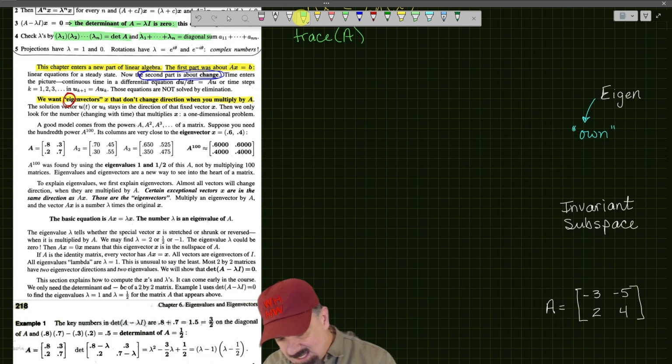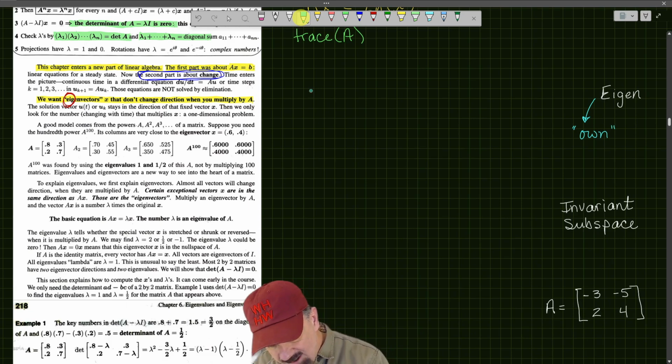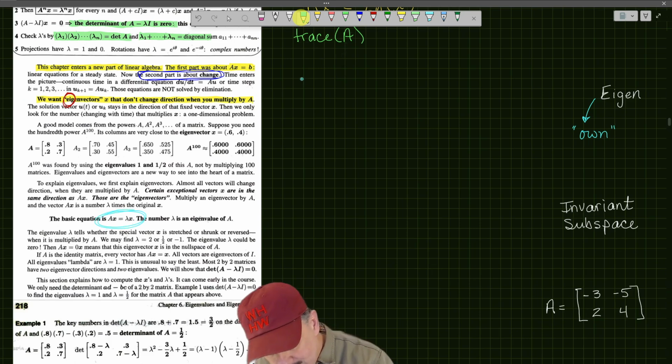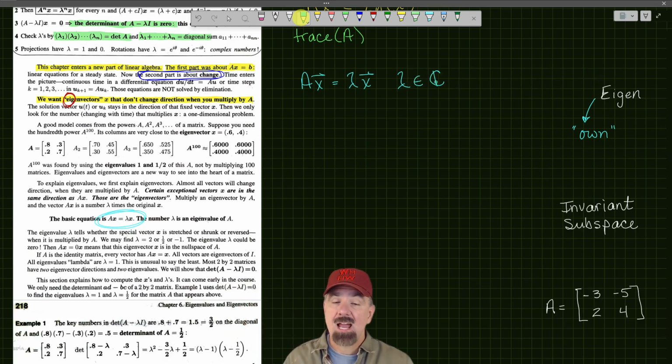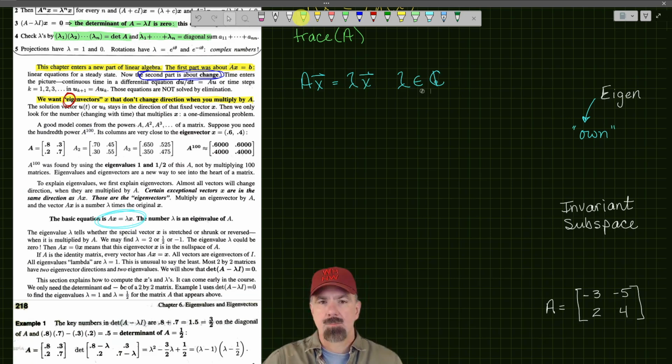And we can see that in the definition. Let's go back for a second. So he talks about it right here, but AX equals lambda X, where lambda is a complex number, right? So we can have complex eigenvalues. And we'll talk about that. I'm going to give you an example in just a minute of what this is.